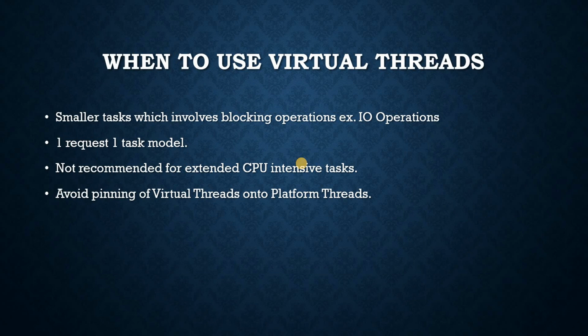Virtual threads we should use for smaller tasks which involve some blocking operation, such as any IO operations or a JDBC query or something. And we can have n number of virtual threads for n number of tasks. So we can have thousands of virtual threads. And it is not recommended for extended CPU intensive tasks. And we should avoid pinning of virtual threads onto the platform threads. So what is pinning of virtual threads onto the platform threads?